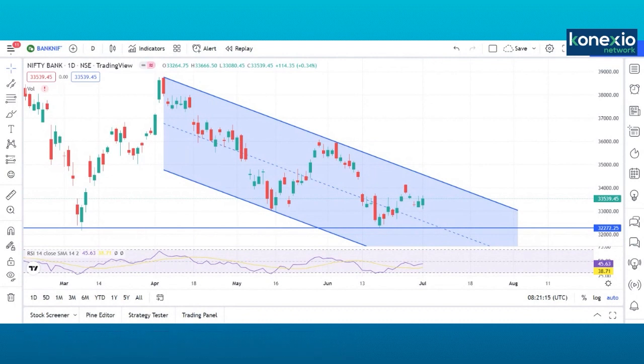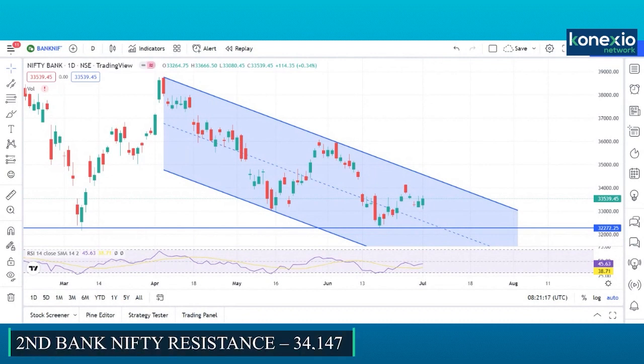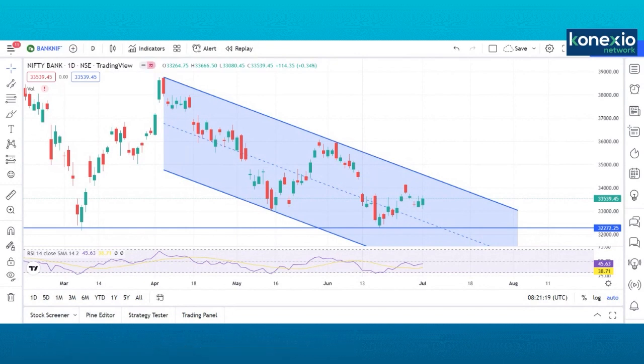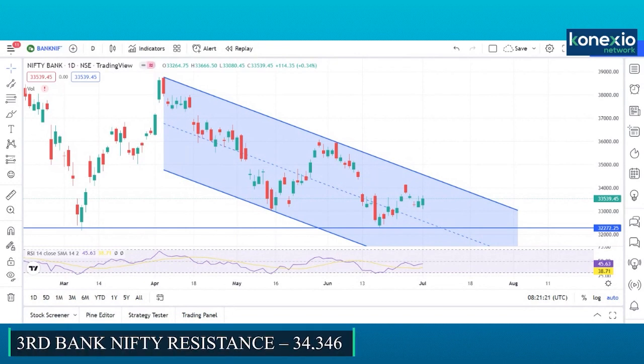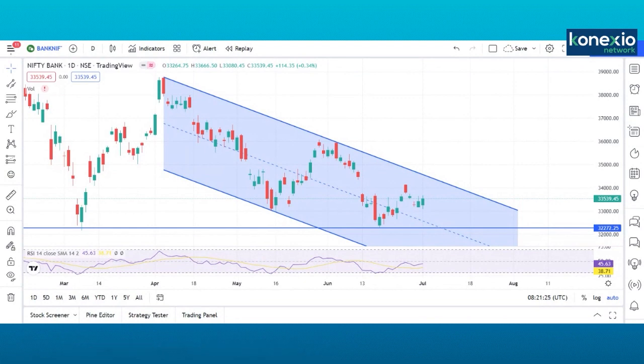33,745. Second resistance would be around 34,147, and third resistance would be around 34,346. So these are the crucial supports and resistance levels in Bank Nifty for the next week. So the view, looking at the global setup, global indicators, and technical indicators on the domestic market, also seems to be positive. Any dips should be used as a buying opportunity.